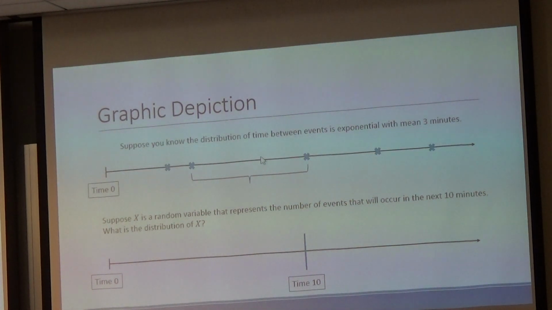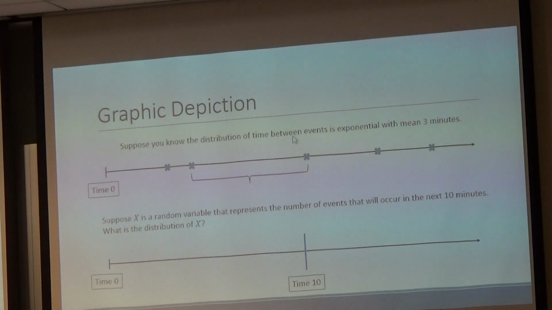And now I'm going to do the opposite. I want to know, well, the next 10 minutes, how many customers are going to arrive? What's the distribution of X? Poisson, okay, so we know it's Poisson because I've been talking about this exponential Poisson relationship, so it's definitely Poisson. What's the mean of that Poisson?